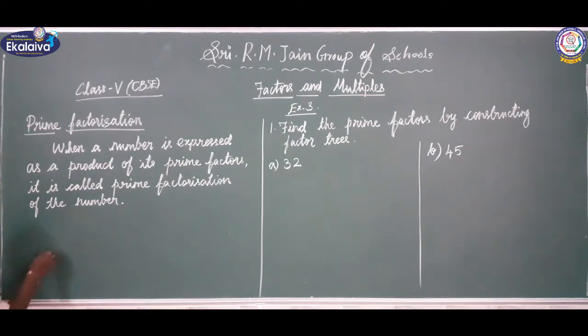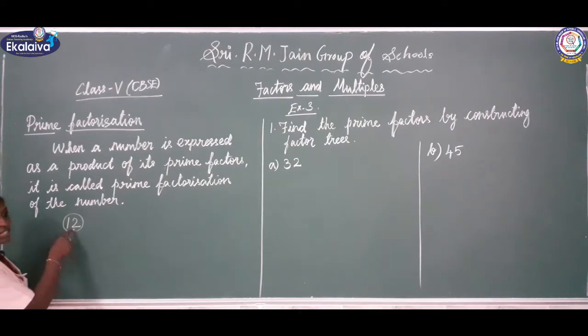Okay, let us see one example. Let us consider the number 12. Here we have two methods to write a number as prime factors. One is the factor tree method, another one is the division method. First, let us see the factor tree method. Here we have to start with the smallest prime factor.